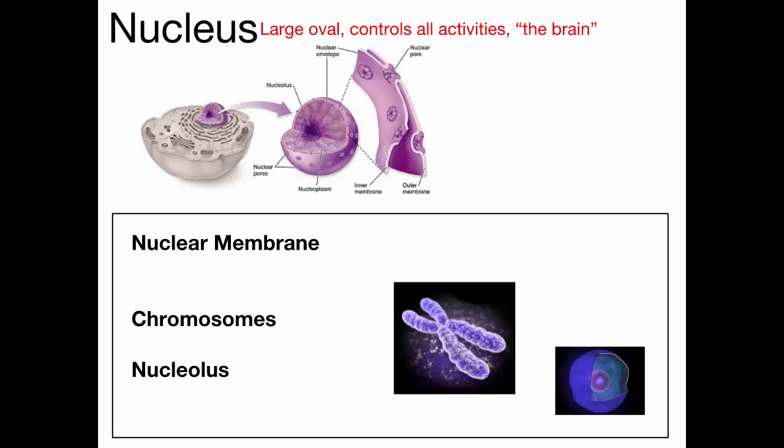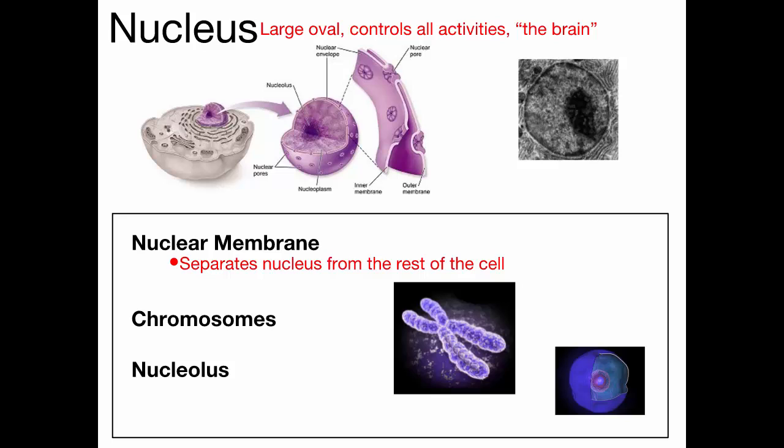It's found in these objects called the chromosomes. All right, but the outer layer of the nucleus, it's sort of like a ball inside of the cell. The outer layer of it is its own membrane. It's called the nuclear membrane, and it separates the nucleus from the other parts of the cell. And it has these small little holes in it, which allow certain things in and out of the nucleus.